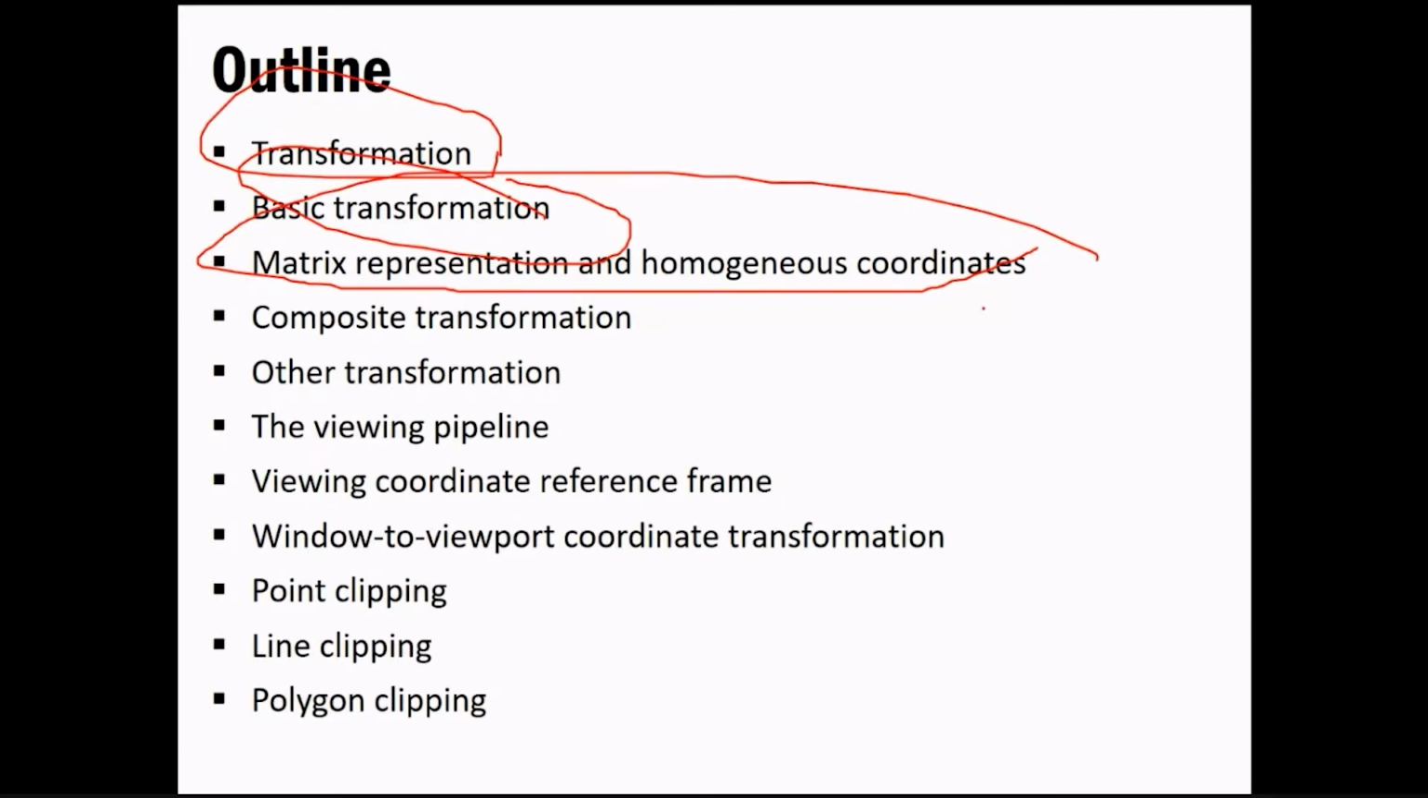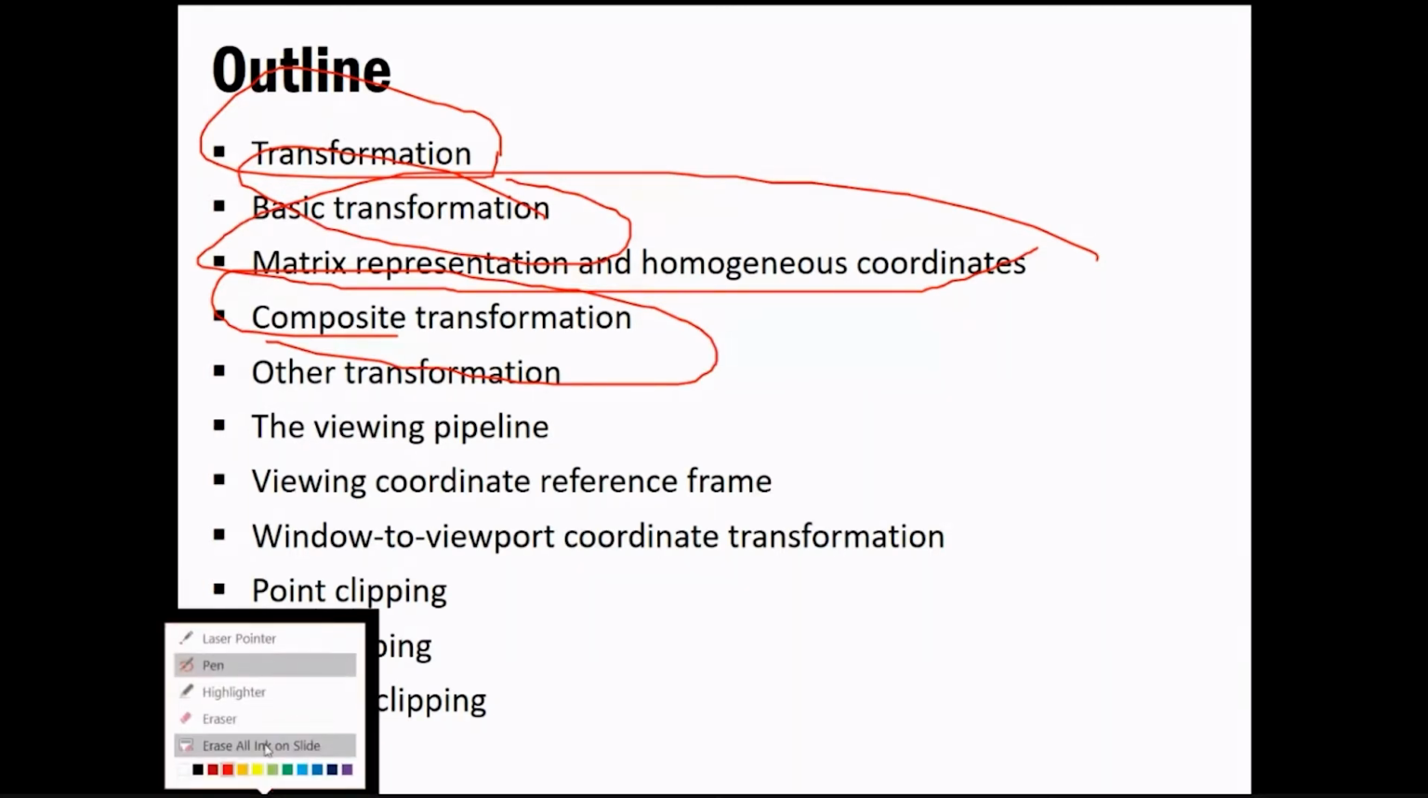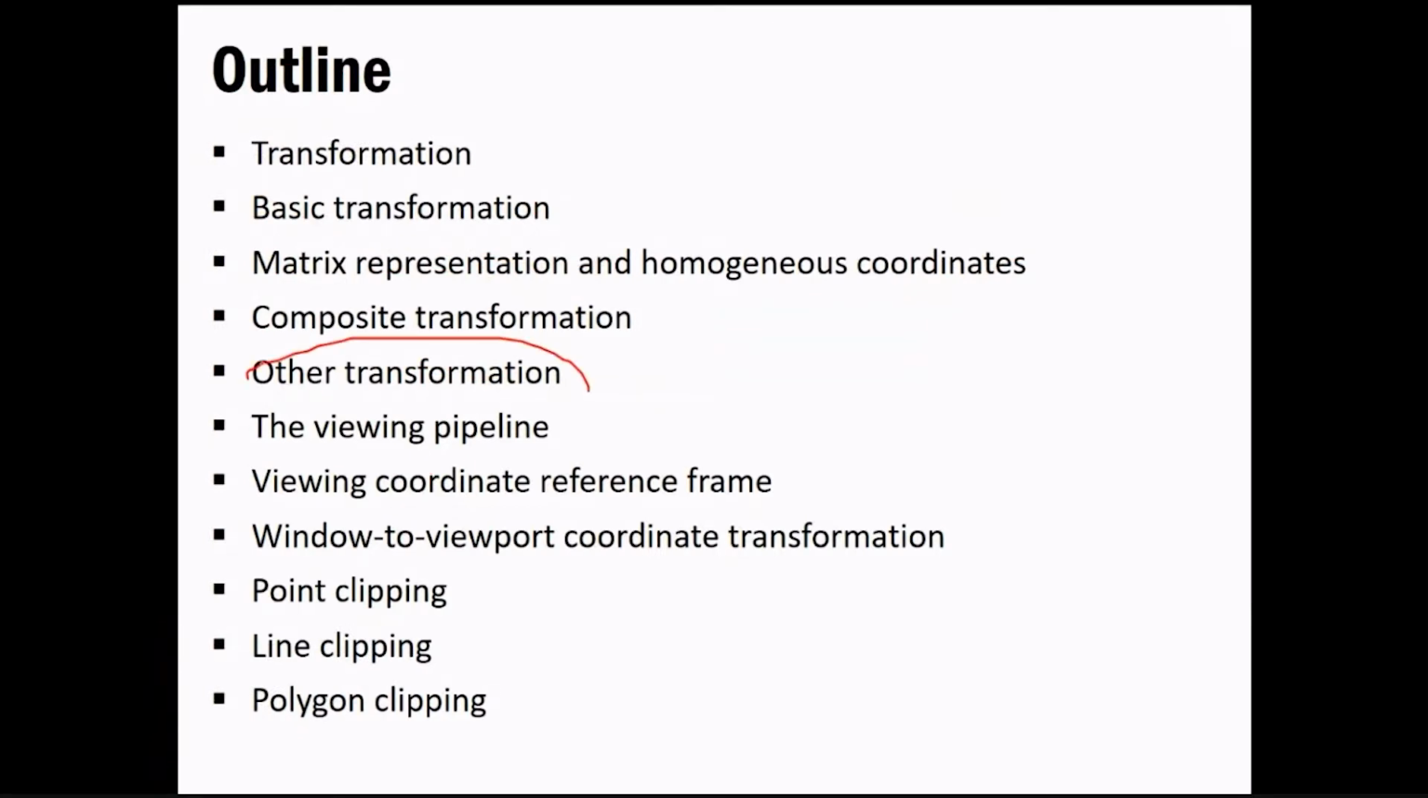So we'll see what homogeneous coordinates are, and then we'll try to combine all of the transformations that we have seen and put them in composite transformation form, so that our time will be less and multiple things would be done in a single go. Then other transformations would be applied, and then the viewing pipeline: how we can view it on our monitor, and how we can convert the viewing coordinates into the viewable form.